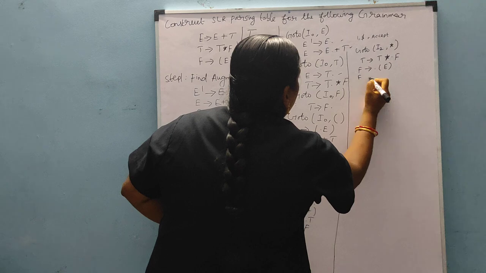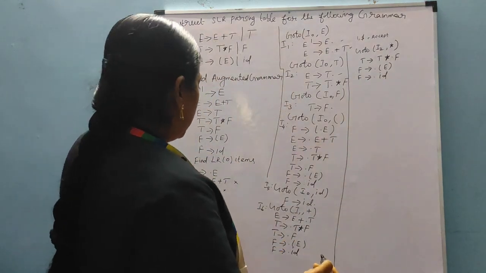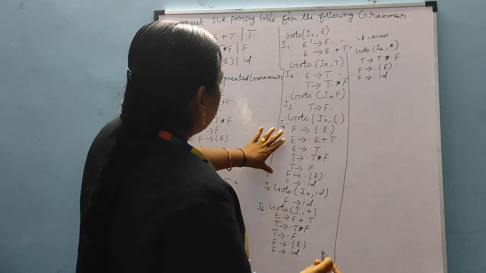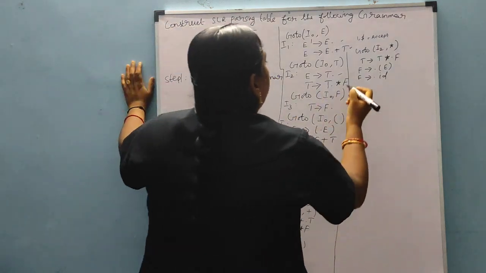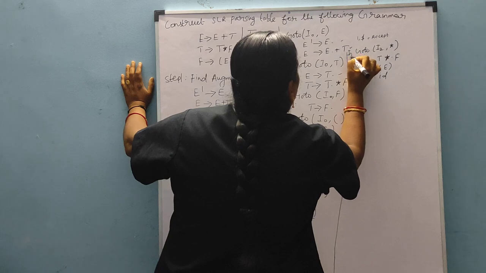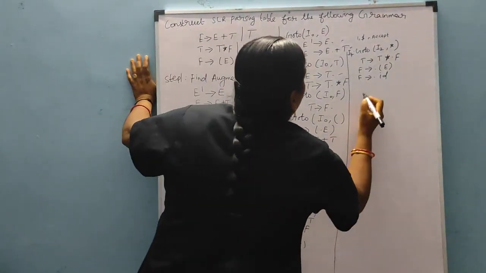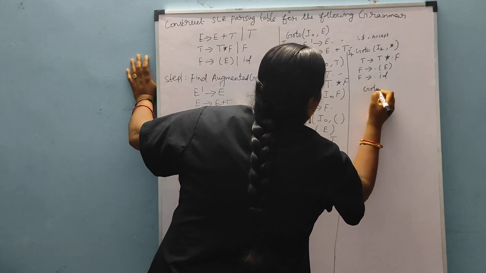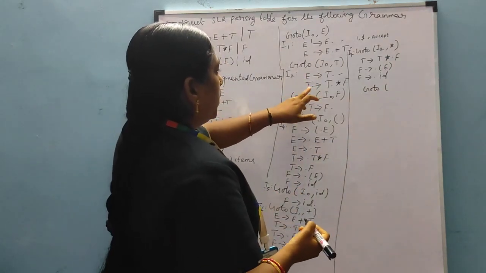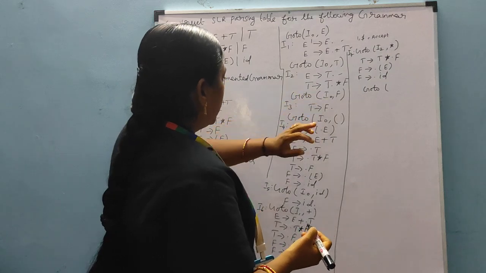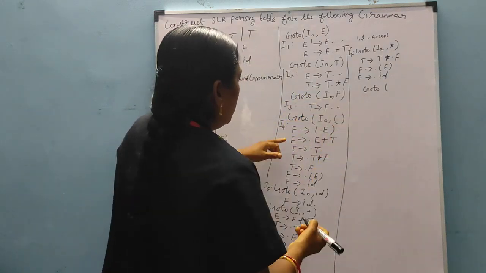F tends to dot ID. Is this a new state or existing state? Check. This is a new state. So I am writing this one as the I7 state. Okay. Now go for the next one. So this production completed, this production moved, yes. Then this production is completed, yes.